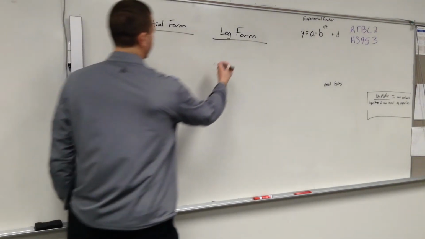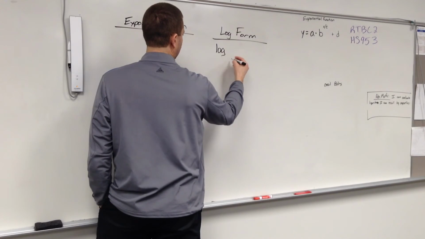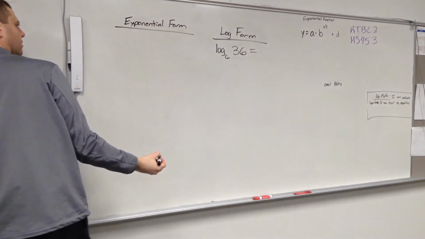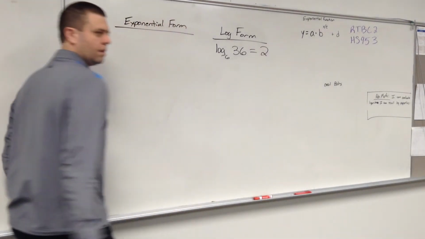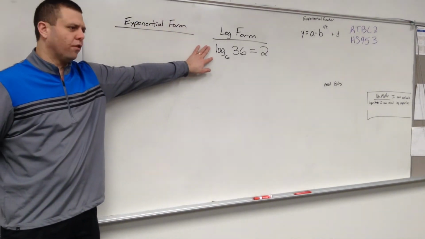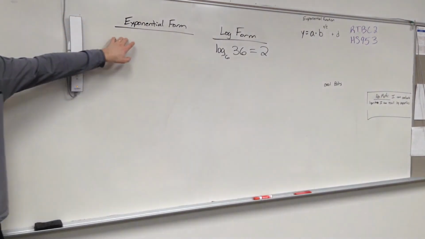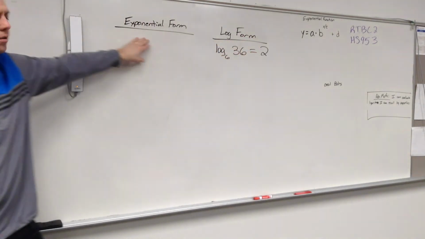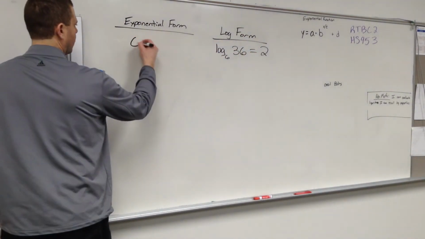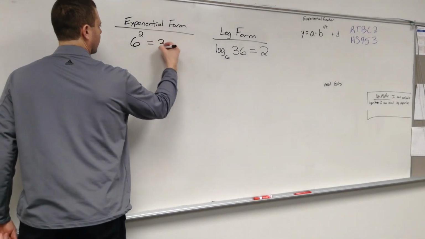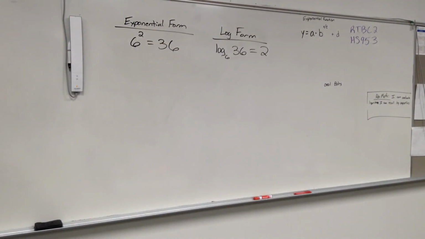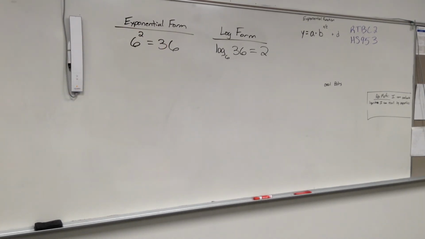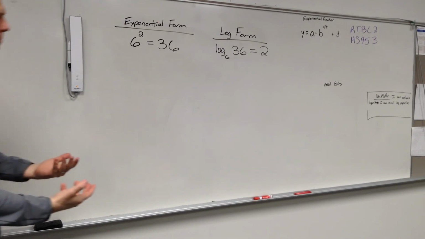I'll start with one that we know the answer to. Log to the base 6 of 36 equals what number? 2. This is called a logarithmic form of an equation. Anybody want to take a guess at what the exponential form of this equation right here would read? Awesome. 6 to the second equals 36. These two equations say the same thing. One's in logarithmic form, one's in exponential form.